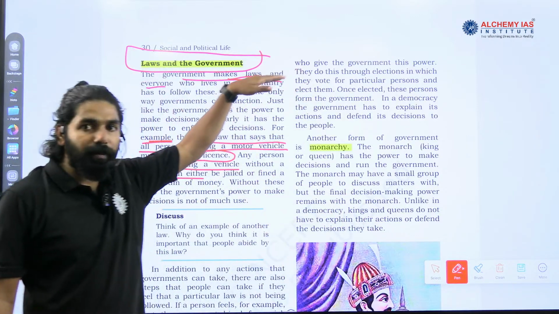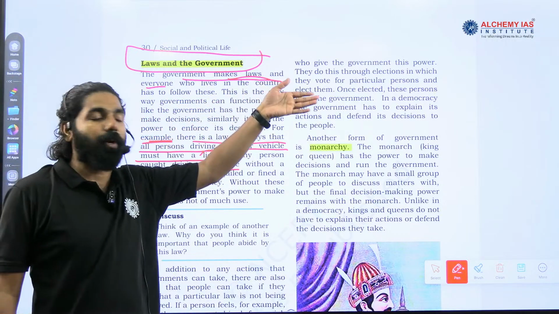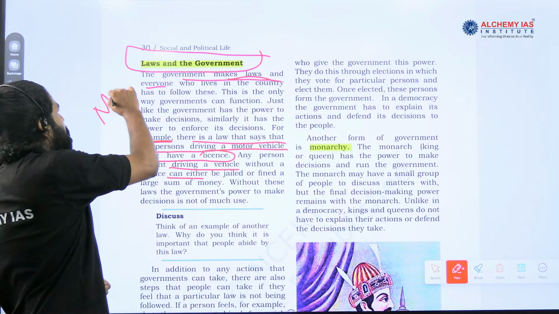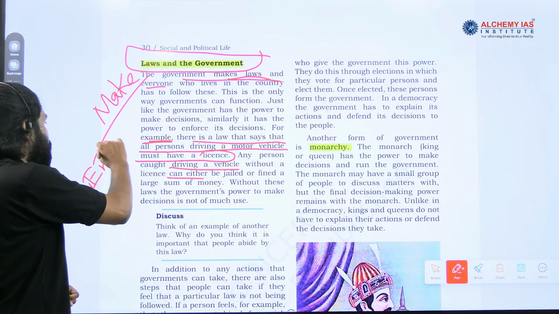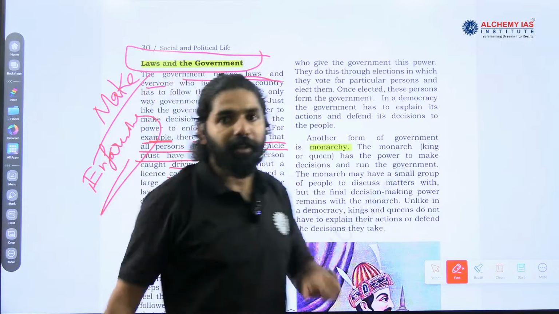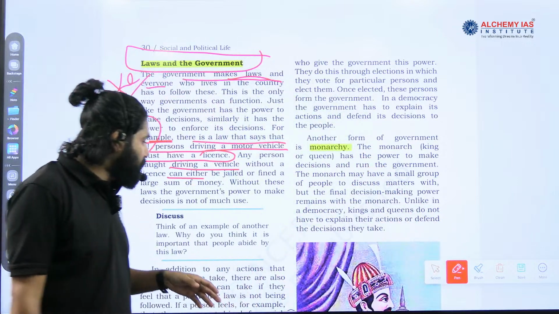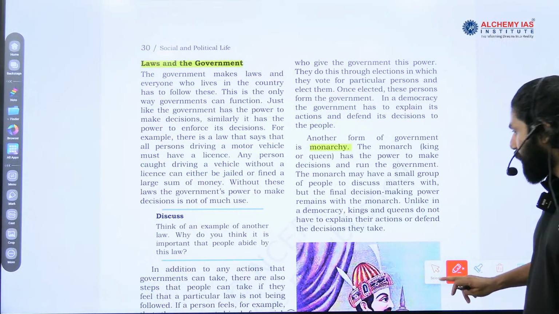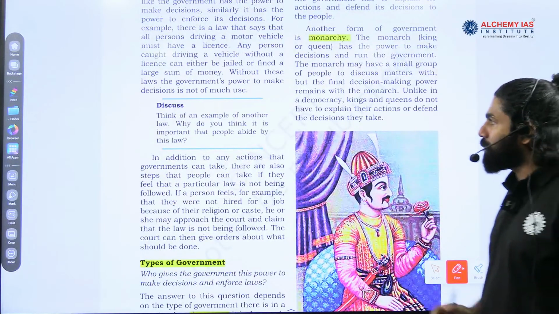So government will make laws and also enforce the laws. If enforcement is ineffective, then there is no point in having a law. So the government takes the responsibility to make laws, and enforcing those laws is also part of that. Effective enforcement, effective implementation is also part of government. So this is how the system functions in a proper way. Now moving to the next. Here are some discussion points given to the students.